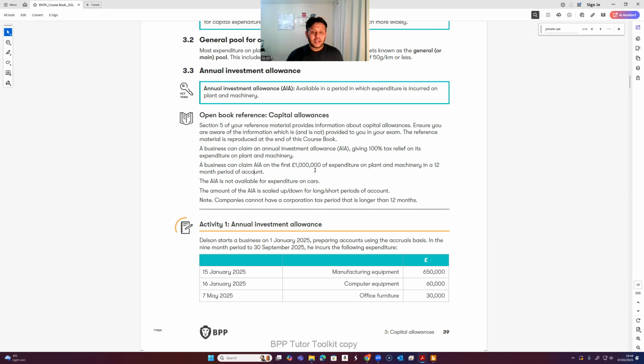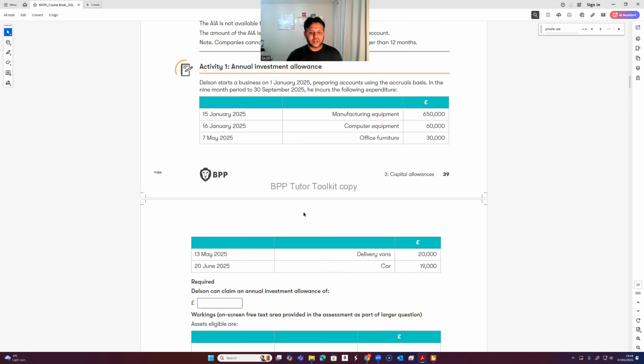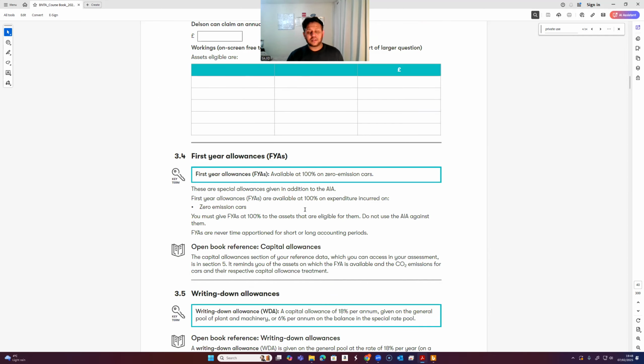So very important: if the period is longer or shorter than 12 months, we have to make sure we scale it up or down. All right, a company cannot have a corporation tax period of more than 12 months. We know that anyway. All right, so AIA is not available on expenditure on a car. AIA is only available on plant and machinery. Okay. Now let's look at the next one.